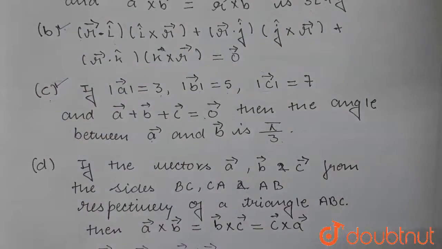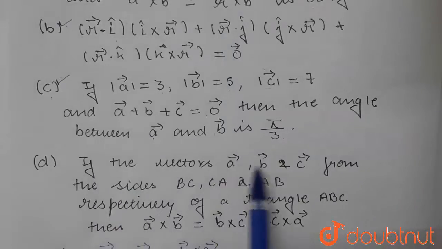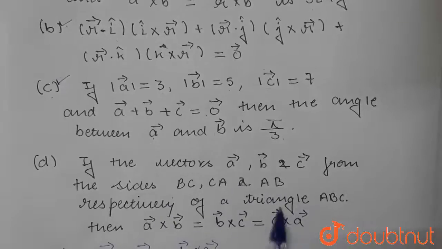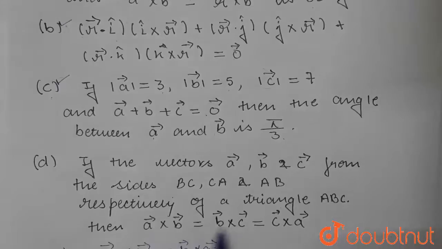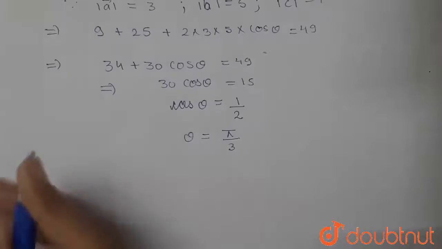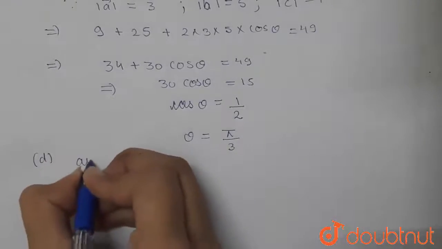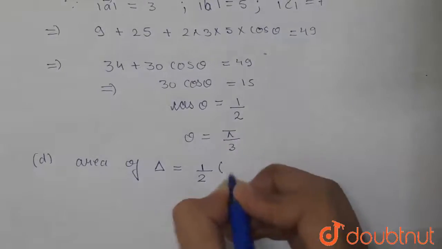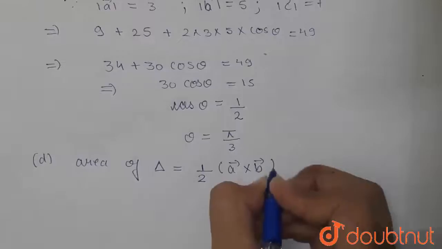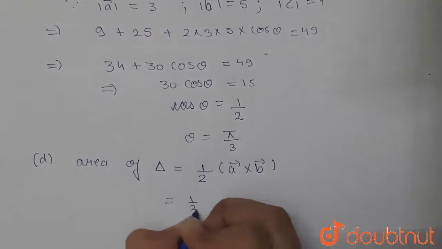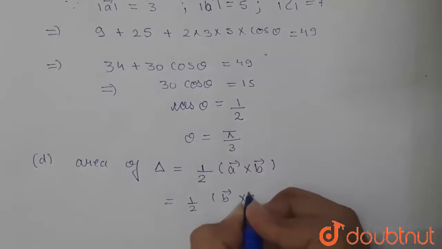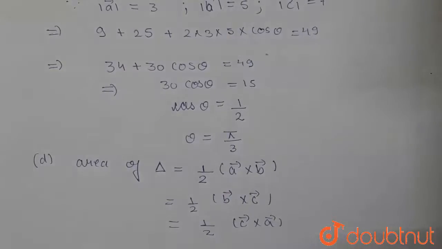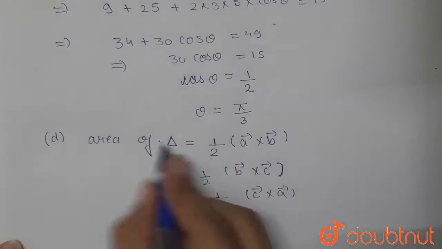Now let us check the fourth option, that is D. If the vectors A, B, C form the sides BC, CA, AB respectively of the triangle ABC, then A cross B equal to B cross C equal to C cross A. So we are checking option number D. We know that the area of a triangle is, in this case, half of A vector cross B vector, or similarly it can be half of B vector cross C vector, and it can be half of C vector cross A vector. These are the area of the triangle. It can be this, this or this.